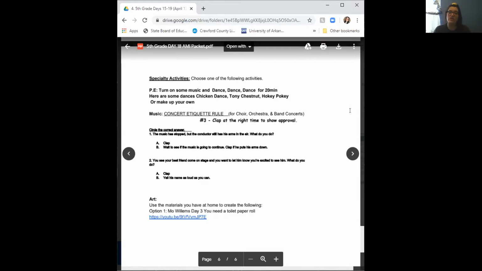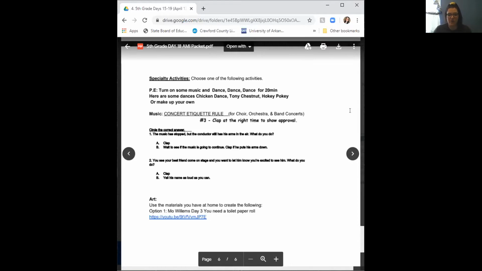Or if you choose to do music, we have concert etiquette rule number 3. For the past 2 days, we have done concert etiquette rule number 1 and number 2. So today is concert etiquette rule number 3. Number 3 says clap at the right time to show approval. So after someone is finished performing, you'll clap to show your approval, but you don't want to be clapping in the middle of their performance. So concert etiquette rule number 3 is clap at the right time to show approval.